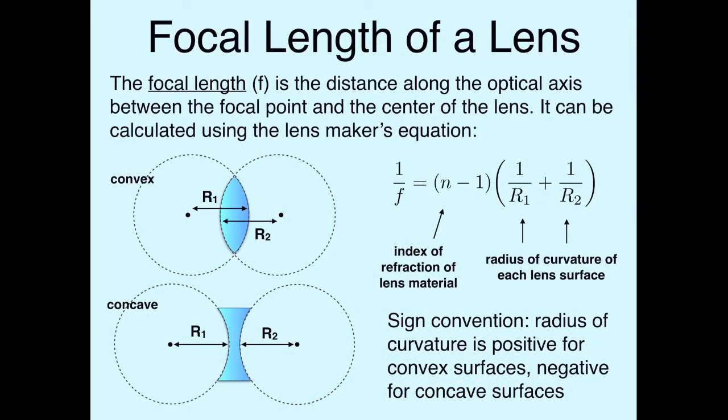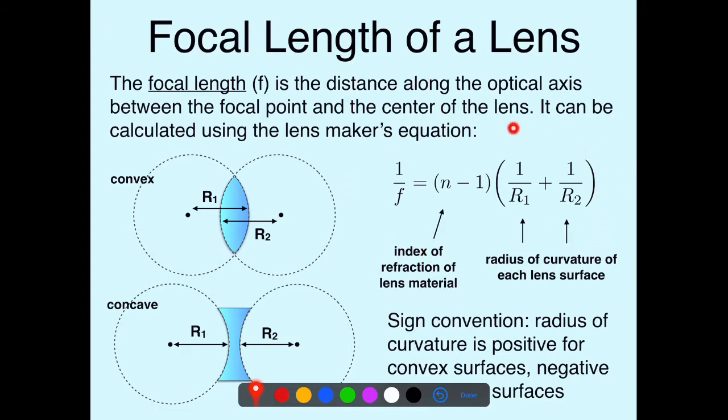And so related to that is something called the focal length of the lens. Focal length, typically denoted by lowercase f, is a distance. It's the distance along the optical axis between the focal point and the center of the lens. So it's just how far away from the lens is the focal point. Okay? That's what the focal length is telling you. And there's a way of calculating the focal length, and we use something called the lens maker's equation to do this. I'm not going to derive this equation for you. There's a derivation given in the book. Let's just take a look at the result.